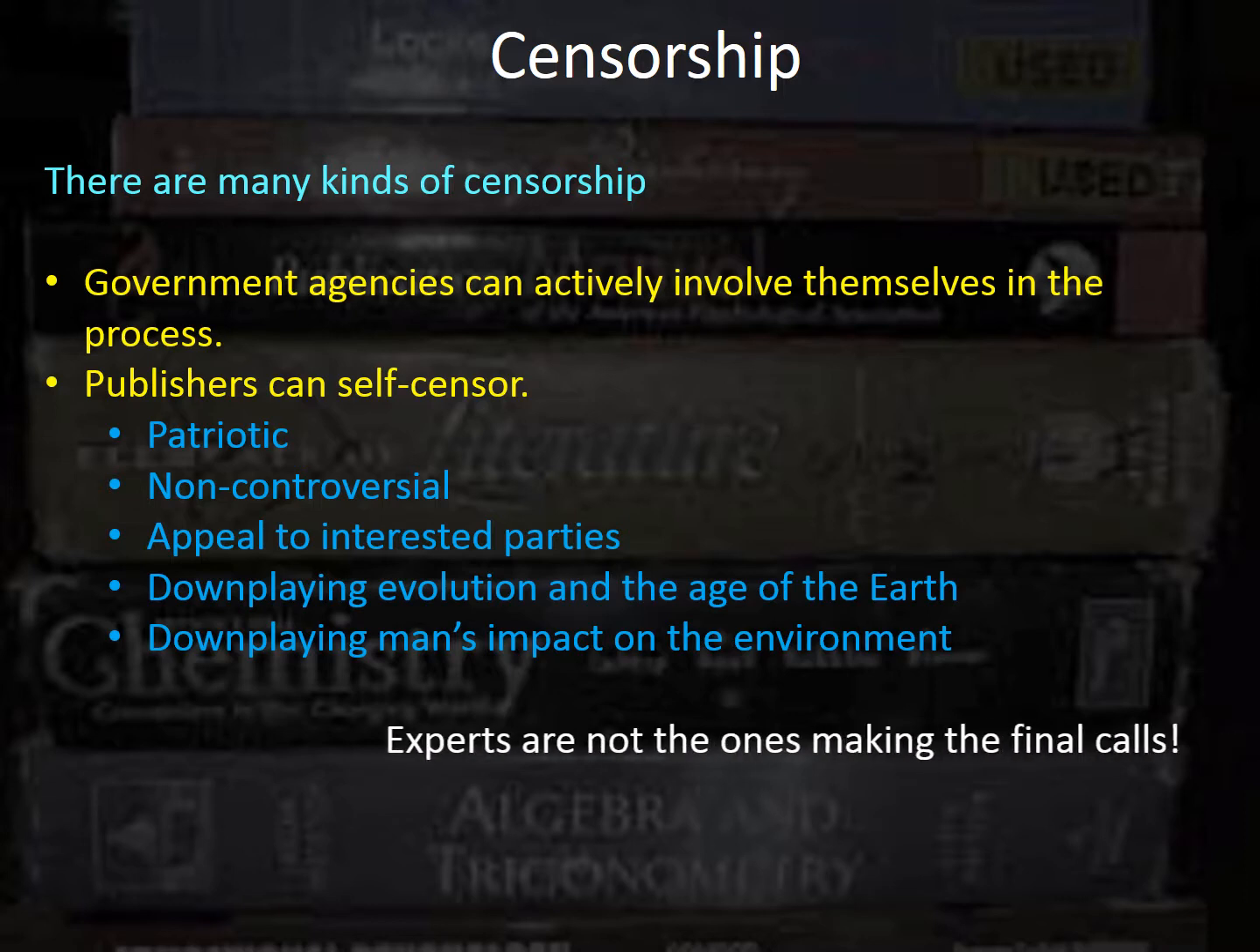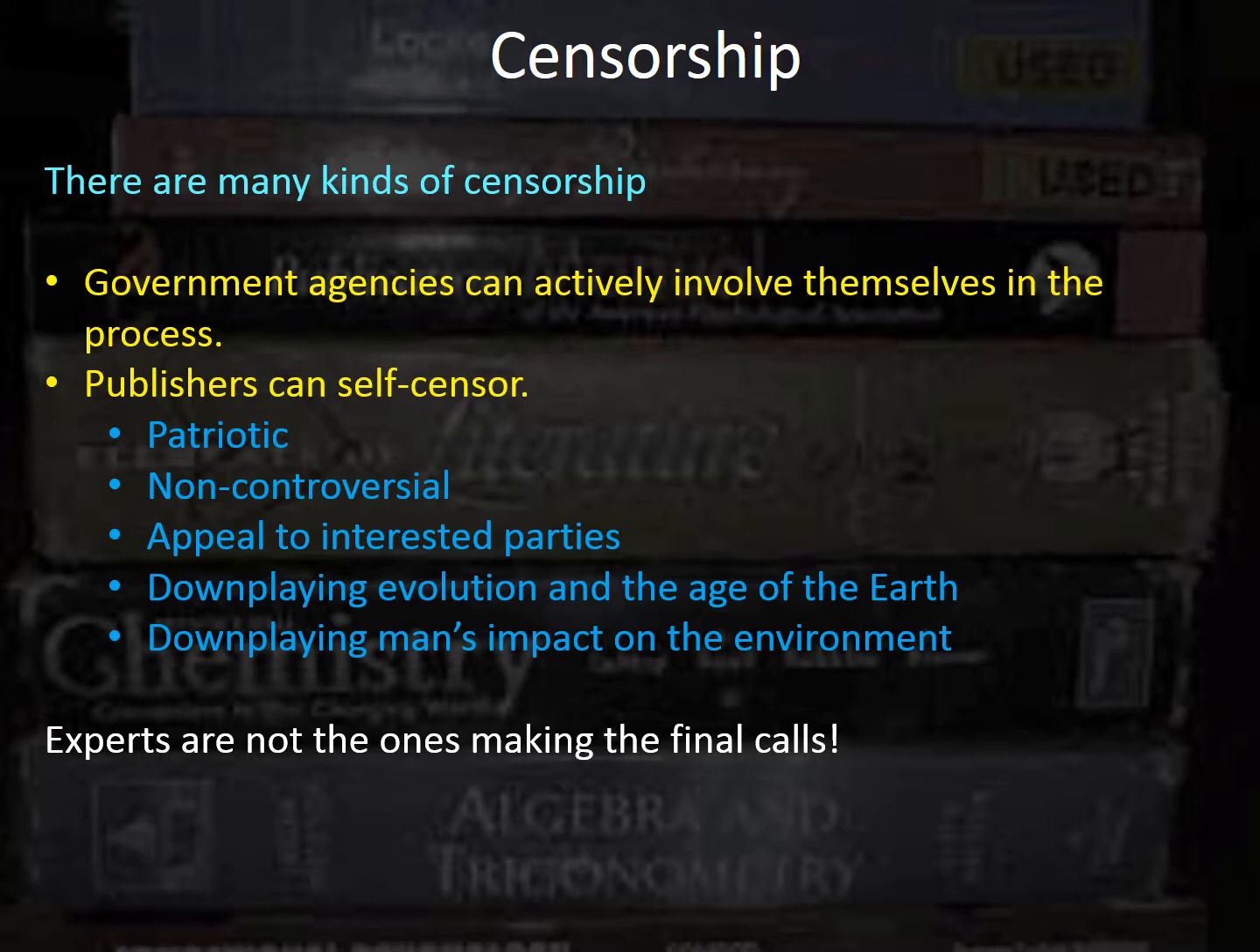Remember, the experts being consulted for these books are not making the final calls. The publishers and editors are. Textbooks can mean big money when adopted by an influential state, and ultimately publishers are not concerned with education. They are concerned with dollars.